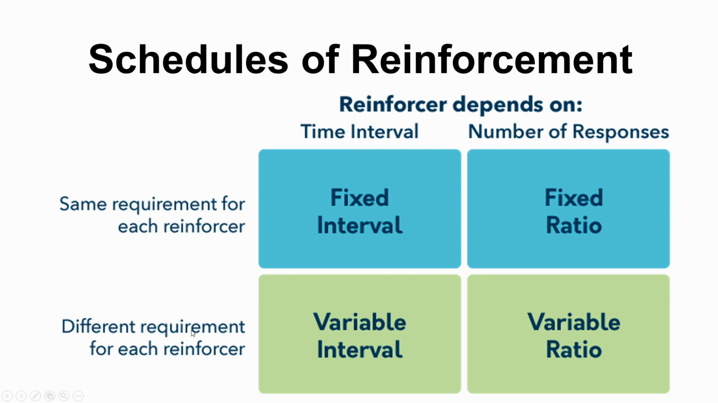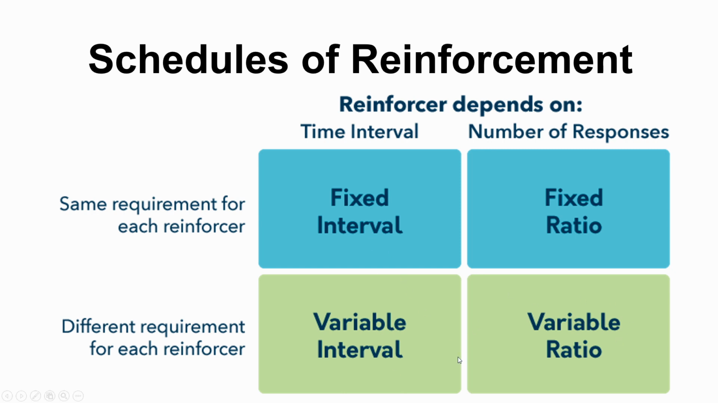And then on the bottom, we have our variables. So we have different requirements for each reinforcer. We've introduced that variability. So variable interval would be every 10 seconds plus or minus 5 seconds. So we might have it as soon as 5 seconds after delivery, or we might have to wait for 15 seconds in order to get reinforcement. We don't know for sure. And then variable ratio is that variability, but with number of presses. So instead of time, we would just look at number of times you press the lever. So every 10 presses plus or minus 2 would be a variable ratio.